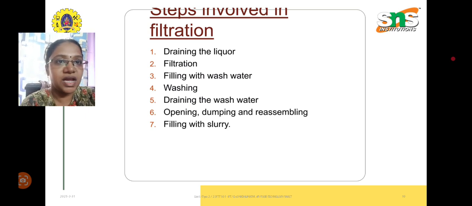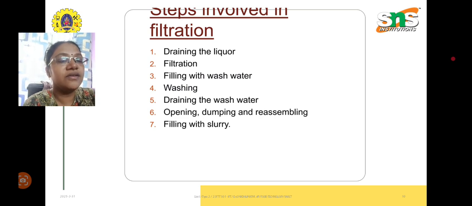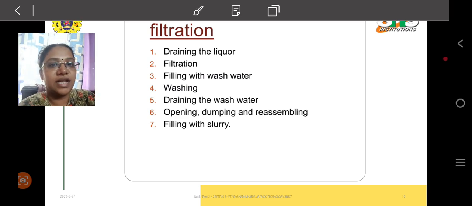The basic steps are draining the liquor, filtration, filling with wash water, washing, then draining the excess wash water, opening, dumping, and then finally filling it with the slurry.